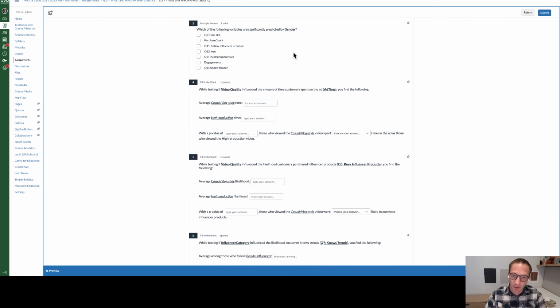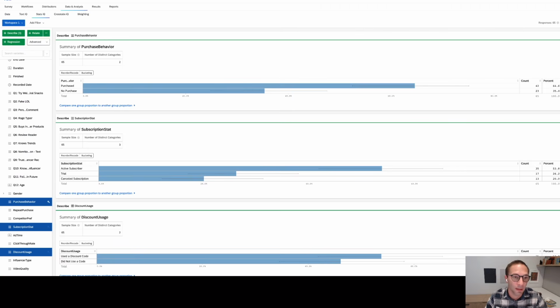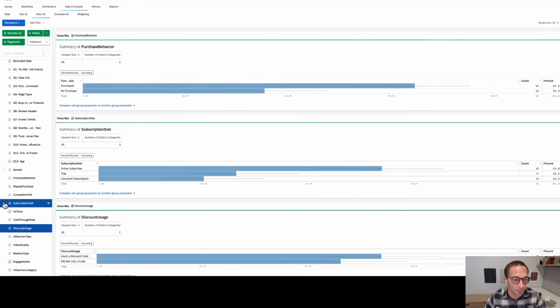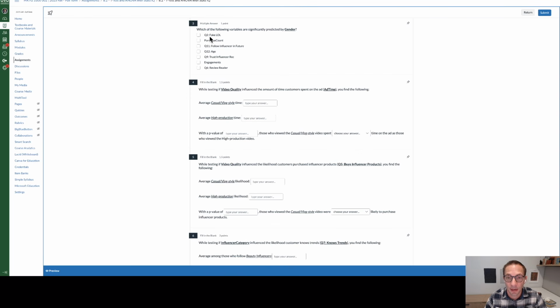Number 3 is asking which of the following variables are significantly predicted by gender. All right. So looking at these, first of all, you need to ask, okay, what's my input? Is it gender, or is it these variables? And if it's asking if something's significantly predicted by, or influenced by, or impacted by, that's going to be your input. So gender's our input. So what I can do is come over here. I'm going to deselect these. I'm going to find gender. There it is.